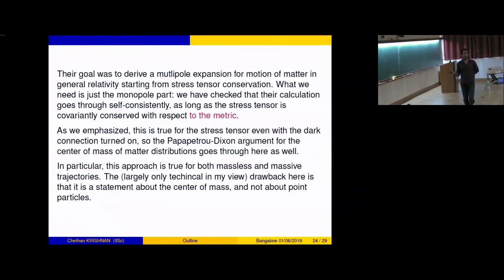So this approach has one advantage, which is that it's true both for massless and massive trajectories, not just light trajectories. And this is important because we do need the geodesics for massive particles as well in order for this theory to survive, if we want to reproduce the success of general relativity. The successes of general relativity crucially rely, as I emphasized, on the geodesics of both massless and massive particles, and so we need that.